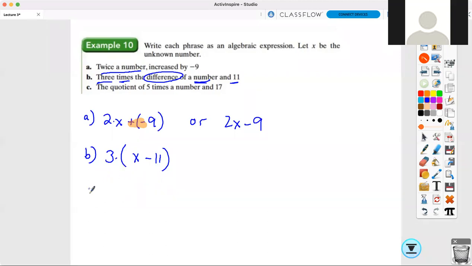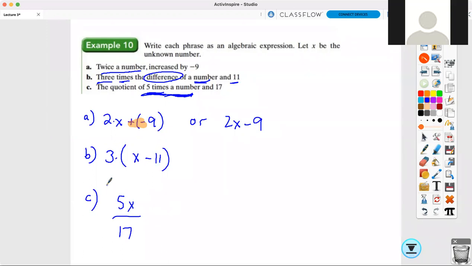Yeah. All right, C. The quotient of 5 times a number and x. So we're dividing, but what's gonna be on top? 5 times the what? What's 5 times the number? What is that expression gonna say? Divided by 5x divided by what? 17. Yep, and we're done.